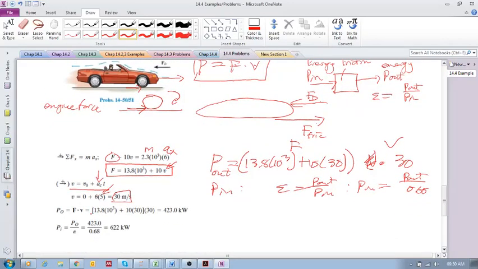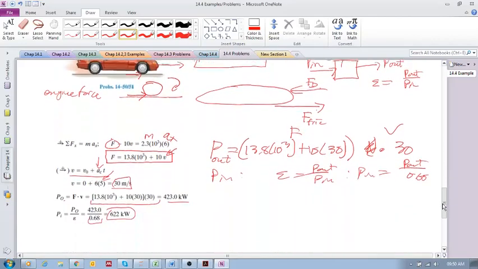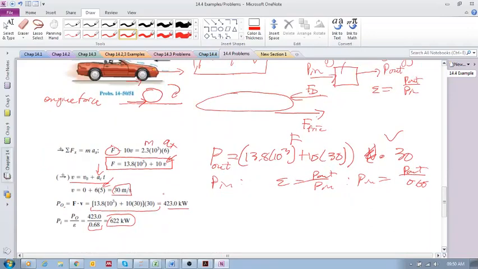That's exactly what we've done here. This is my P out, and I need to divide it by the mechanical efficiency to get my P in. This is how much power needs to be supplied to the engine. I hope you get that. Is this answer correct? Yes, because P in is always greater than P out. You can never get as much out as you put in. Hope you learned something.